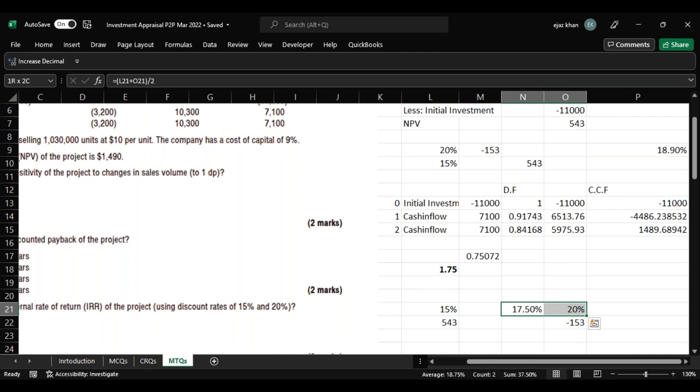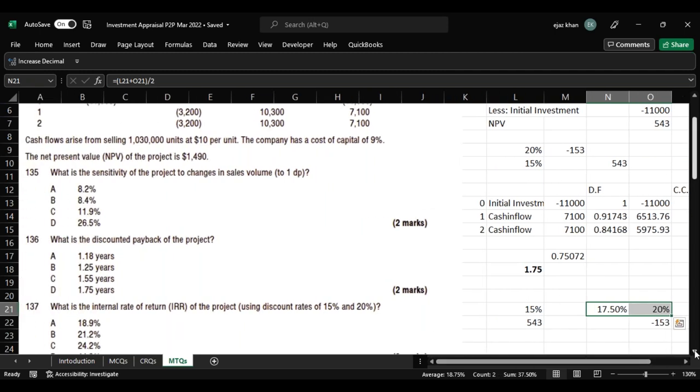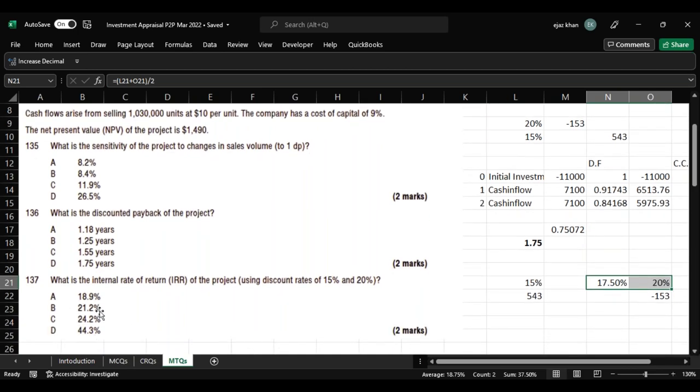That is 17.5% to 20%. And if you have any option that falls within this range, that's the IRR. Look at this. Of the four options, which option falls within this range? More than 17.5 and less than 20%. Which of the four options? A. That's the IRR, 18.9%. So you don't have to go through that formula. You can just use this shortcut and it may work in some circumstances where you have options available. There's high probability that this trick will work.